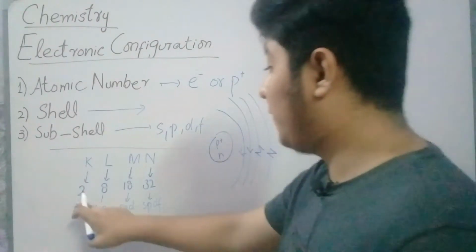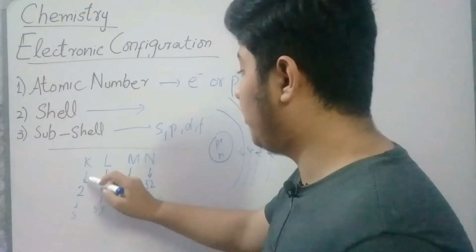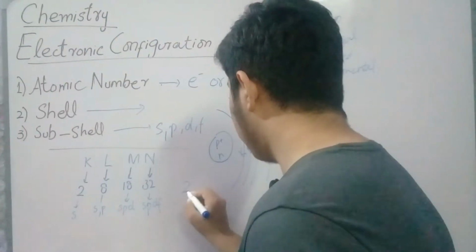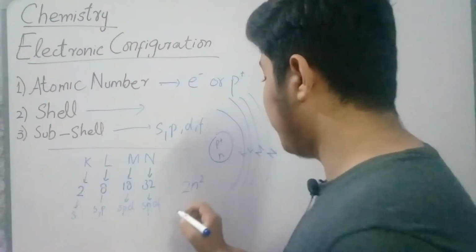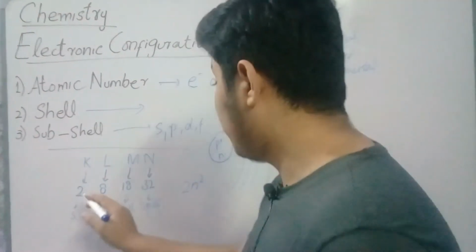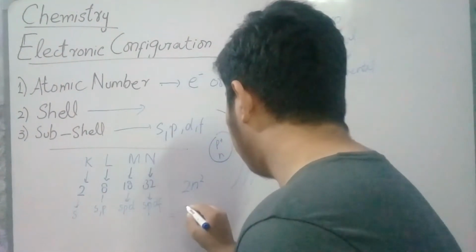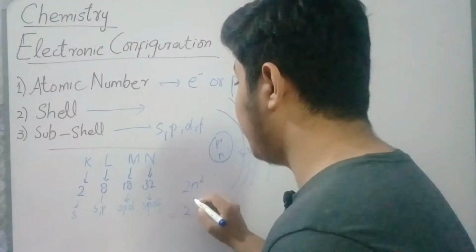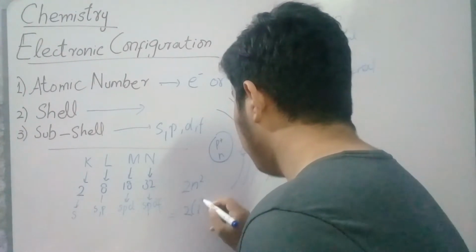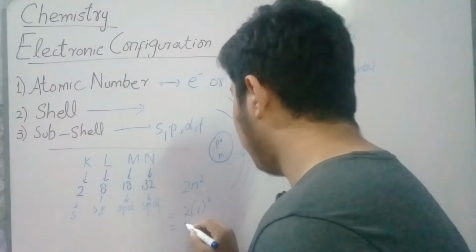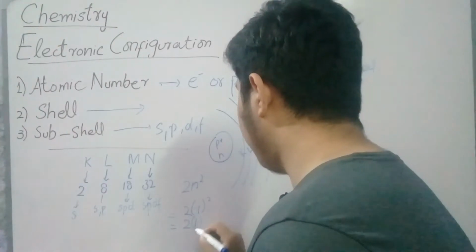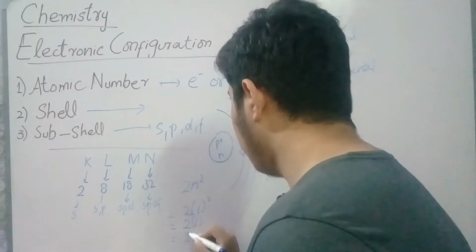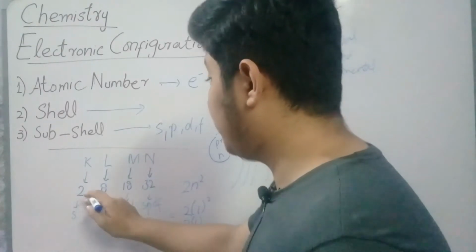The formula to find the number of electrons which can be accommodated in a shell is 2n squared. For example, for the K shell, n is equal to the number of the shell. The number of the shell is 1, so 1 squared is 1. 2 multiplied by 1 is equal to 2. So there are 2 electrons present in the K shell.